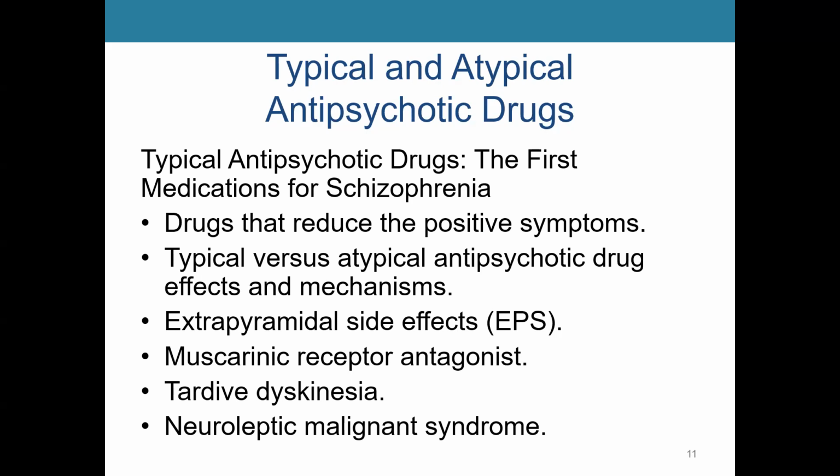For patients who are treated with a typical antipsychotic drug, physicians usually prescribe a muscarinic receptor antagonist such as benztropine to reduce the extrapyramidal side effect severity. Muscarinic receptor antagonists further impair cognitive functioning in schizophrenia.